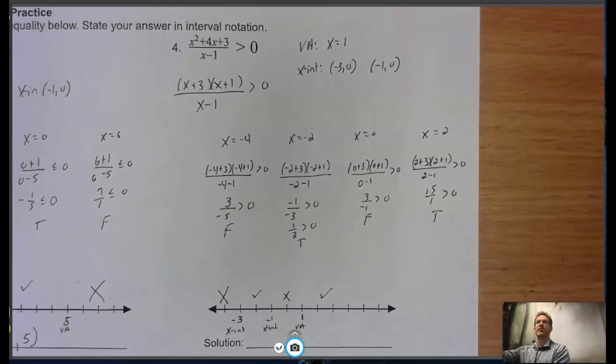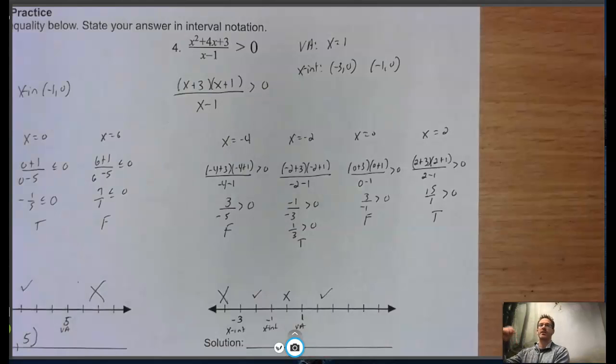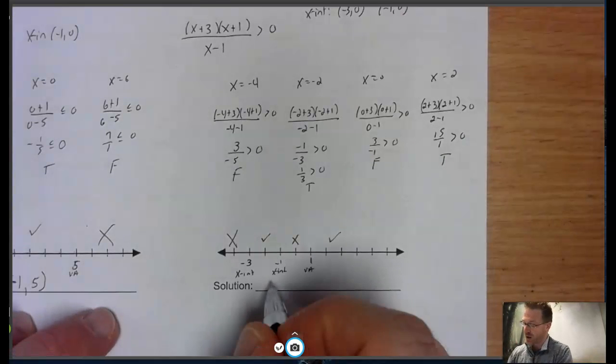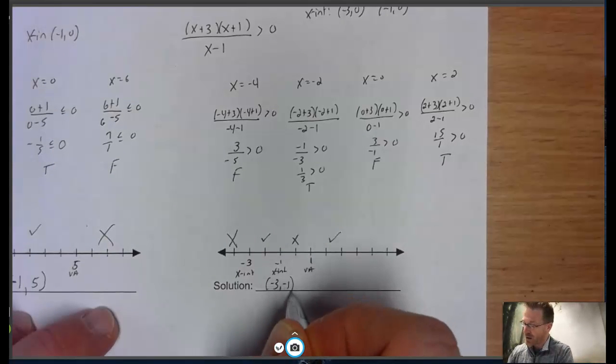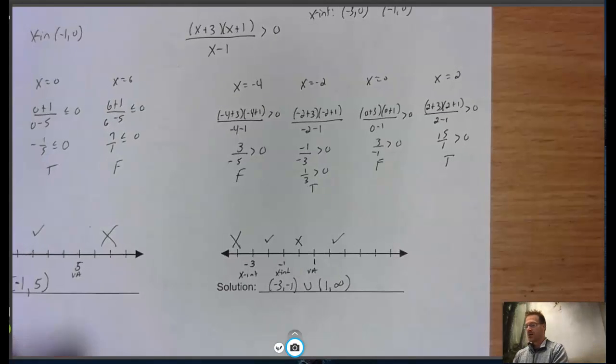So I see I have two intervals that are greater than 0 this time. Now, since it's greater than 0, I know everything's going to be an open interval. So my answer here would be negative 3 to negative 1, union 1 to infinity. All right, my friends, so that is our work for the day. That's how you solve a rational inequality.